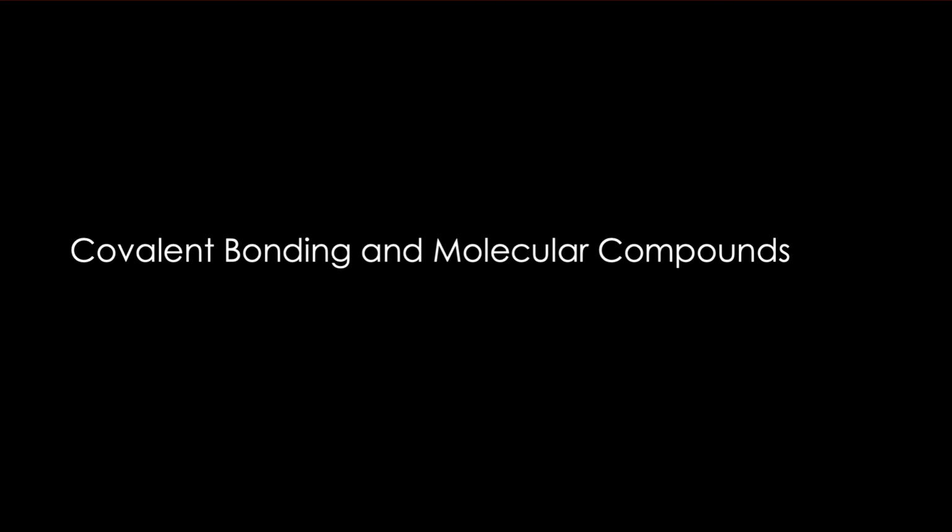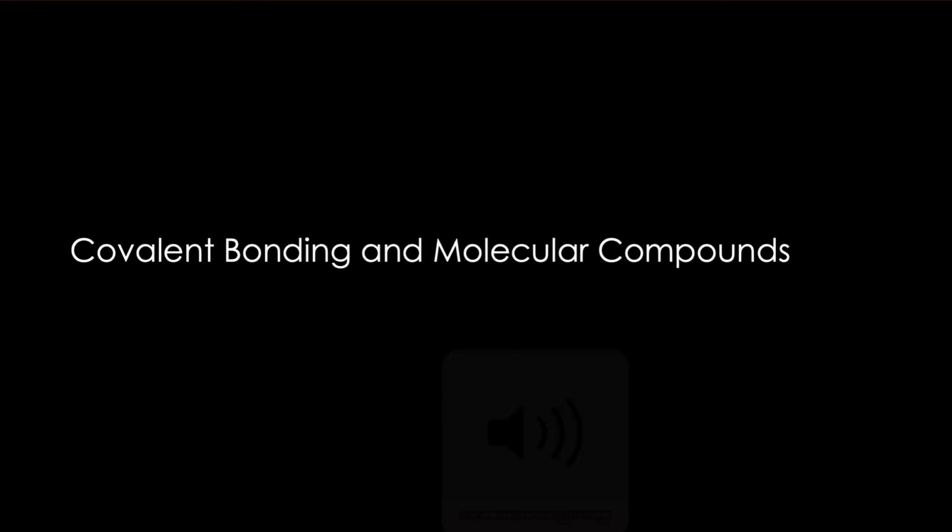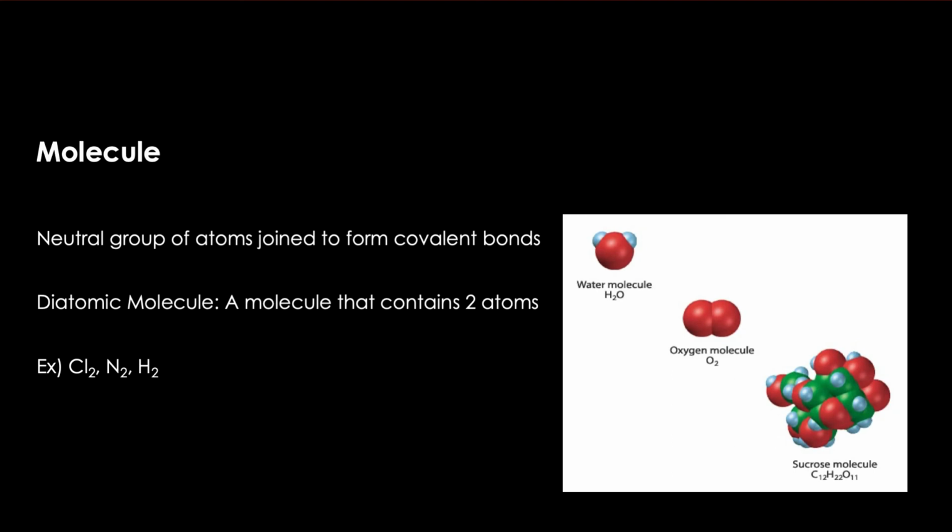Covalent bonding in molecular compounds. So, first off, a molecule is a neutral group of atoms joined to form covalent bonds. And a diatomic molecule is a molecule that contains two atoms.